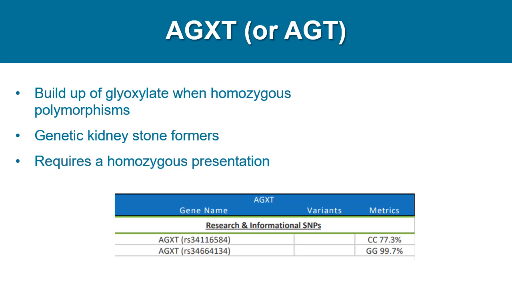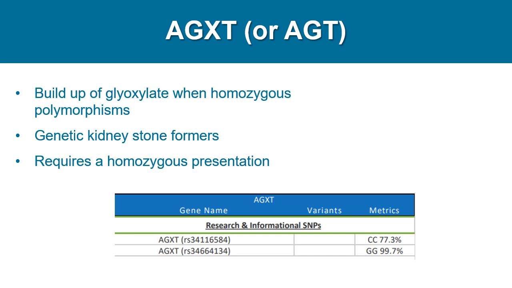In some genetic analysis programs, you'll find this coded as just AGT, but it can be seen as both AGXT or AGT. So again, this is alanine glyoxylate aminotransferase, and it's going to lead to the buildup of glyoxylate when there's a homozygous polymorphism primarily. When this enzyme's compromised, that's when we'll see our type 1 primary hyperoxaluria. I should also mention this enzyme is B6 dependent as well. So if there's B6 deficiency, it can reduce the function of this enzyme. If you have a polymorphism and you have B6 deficiency, it's a double whammy.